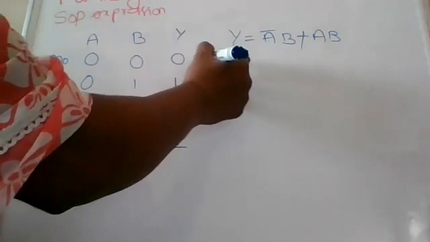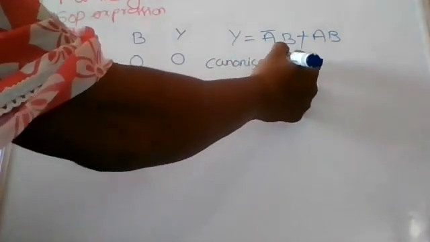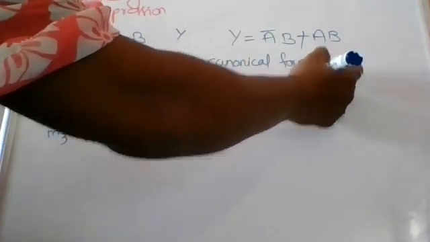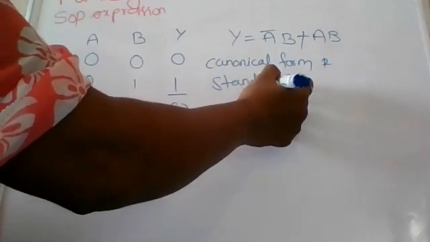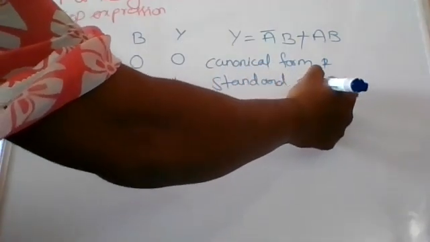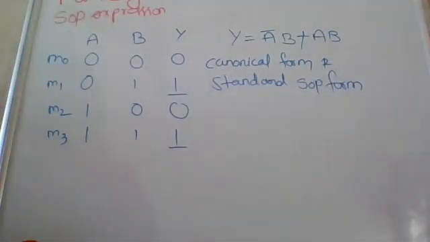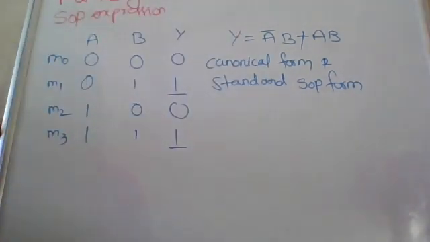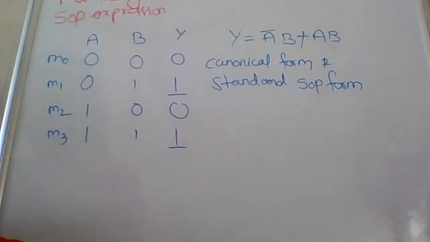This is canonical form or standard SOP form. This is directly written from this truth table. Here minterms are M0, M1, M2, M3.